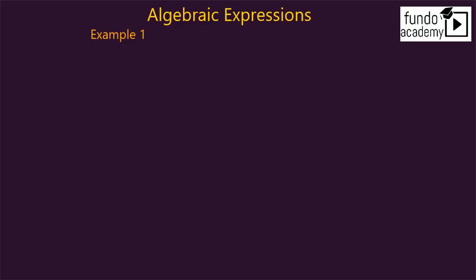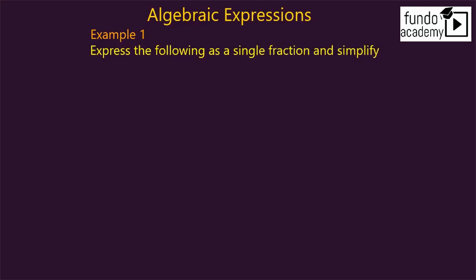In example 1 we have the question: express the following as a single fraction and simplify. In part A we have 2 over 3ax plus 5 over 2ay. In part B we have 2 plus 3m over m minus 1. I'm going to do the working right here, but before I do, you may want to attempt these two problems by yourself, so you may pause the video starting from now and start working.